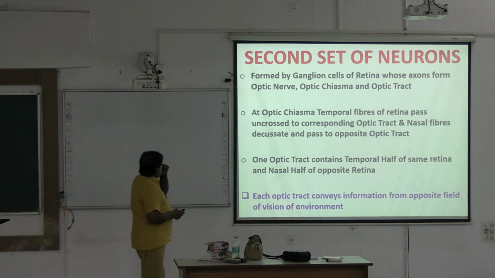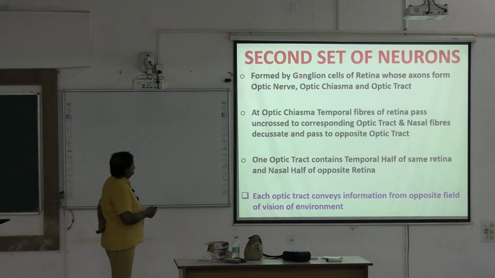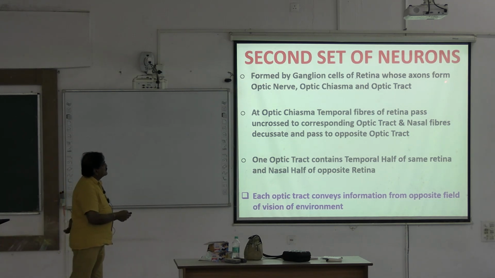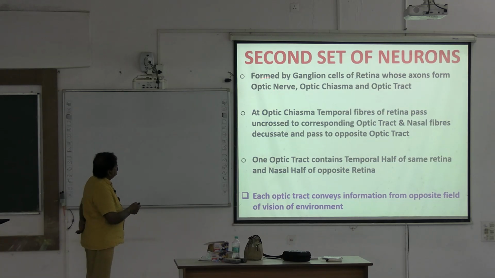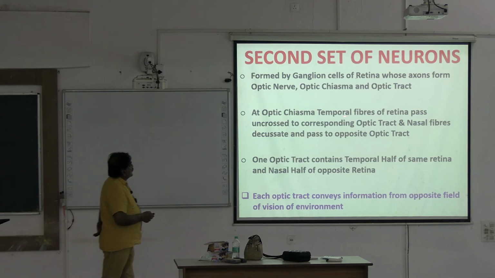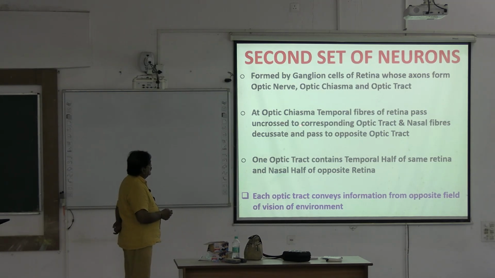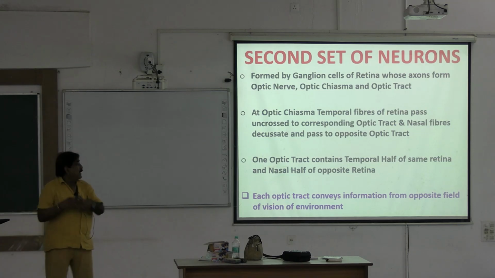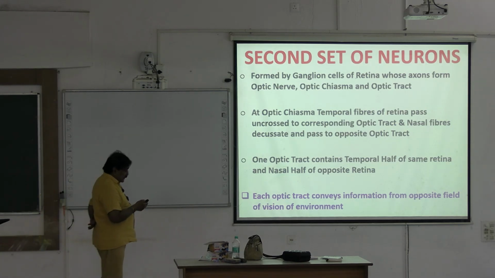Second set of neurons formed by ganglion cells of the retina whose axons form optic nerve, optic chiasma and optic tract. At optic chiasma, temporal fibers of the retina pass uncrossed to the corresponding optic tract and nasal fibers decussate. They just decussate like this. Okay. And pass to the opposite tract.